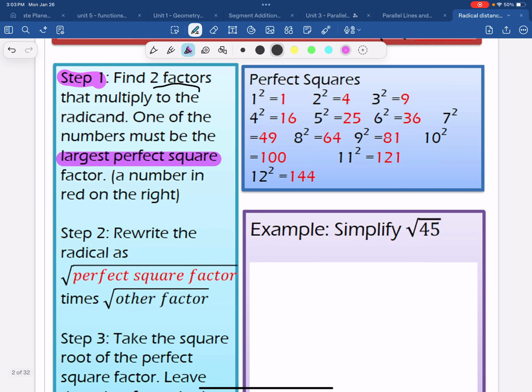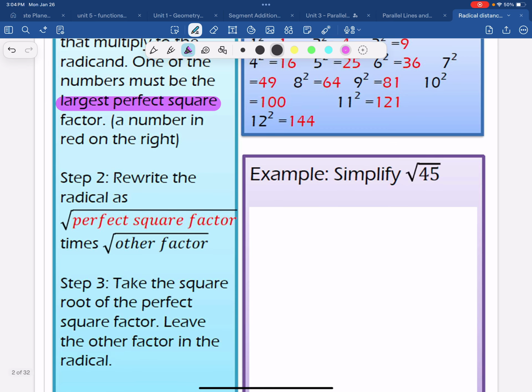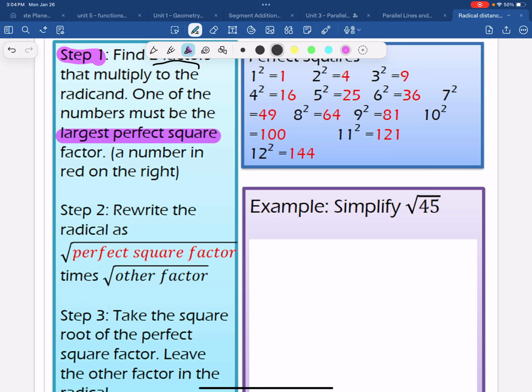I will go ahead and be honest with you. Simplifying radicals in the beginning is hit and miss. It's trial and error. There's no quick and surefire way to do it as the numbers get bigger. Okay, so what you're going to do to find your perfect square is take your number. In this case, we're going to do the square root of 45.